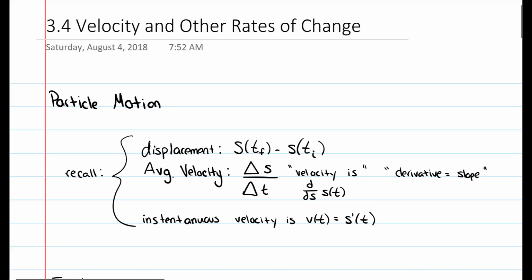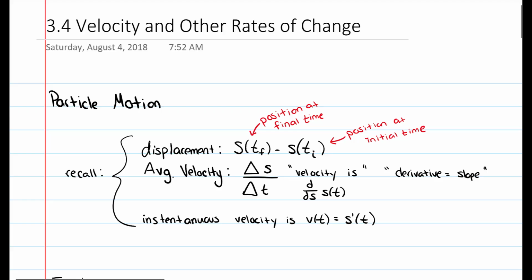In this video, we're going to be talking about particle motion and how we can use particle motion to calculate distance and displacement. So one thing you need to remember is that displacement is s(t final) minus s(t initial). Now remember that s stands for position, so s(t final) is your position at your final time, and s(t initial) is your position at your initial time. So to find your total displacement, you take where you ended up and subtract where you started.